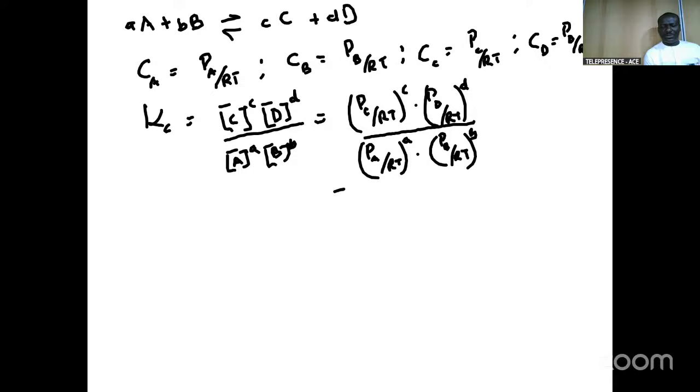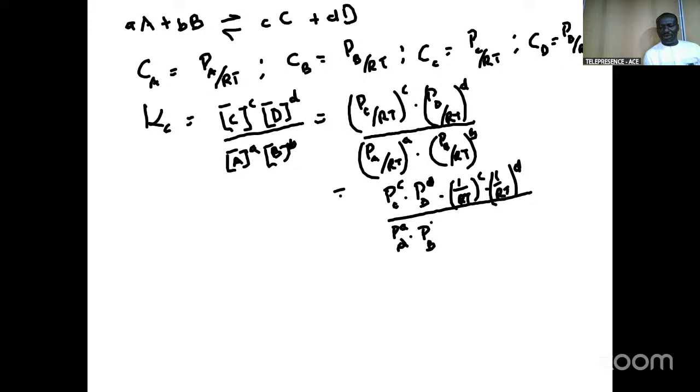And this, of course, becomes PC raised to the power of C multiplied by PD raised to the power of D multiplied by (1 over RT) raised to the power of C multiplied by (1 over RT) raised to the power of D, divided by PA raised to the power of A multiplied by PB raised to the power of B dot (1 over RT) raised to the power of A, and of course (1 over RT) raised to the power of B.